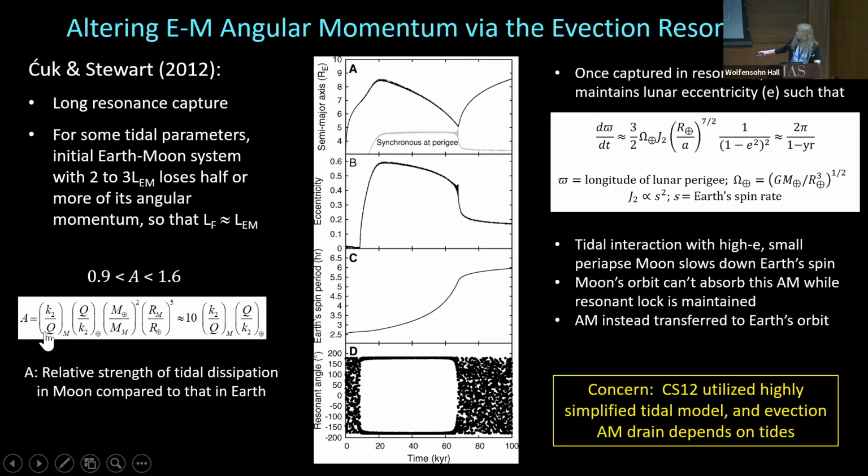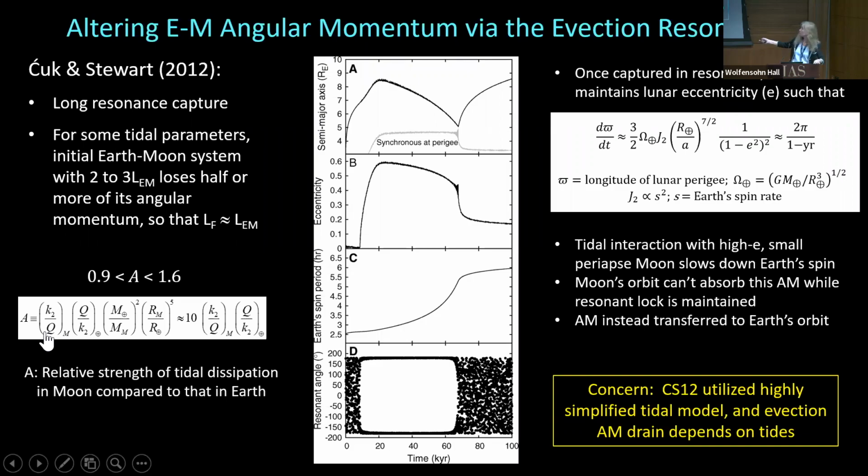And the ratio of these parameters is typically expressed by capital A. So we've got the Love numbers and the tidal quality factors in the moon and the Earth, as well as their masses and radii. For a certain range of that capital A, no matter where you started in angular momentum, evection would always bring you back to the Earth-Moon angular momentum. So that seemed very compelling. So here's a set of their results. The moon initially expands on a low eccentricity orbit until, at about 7 Earth radii, it's captured into evection.